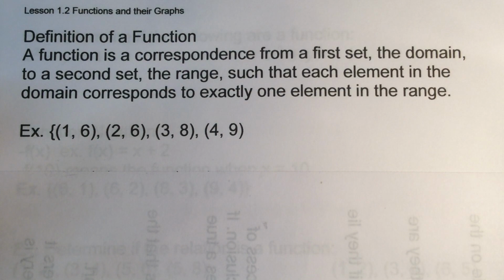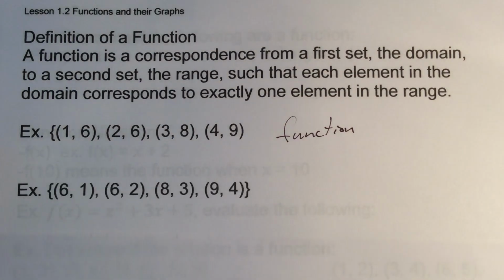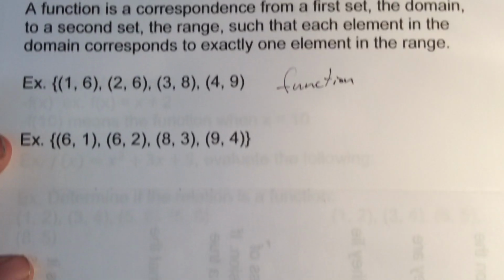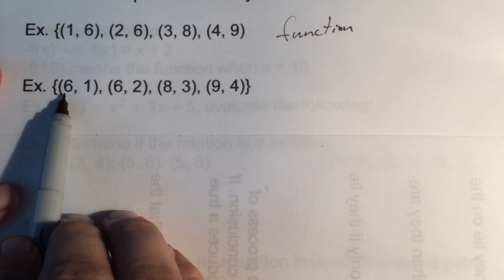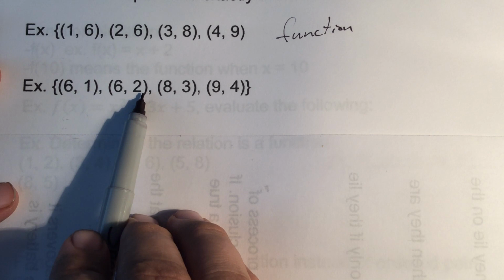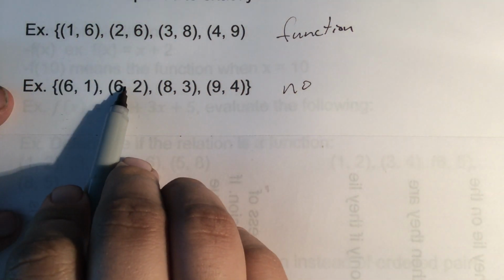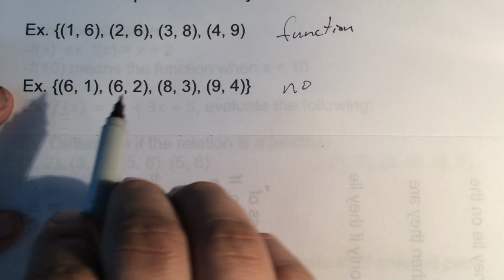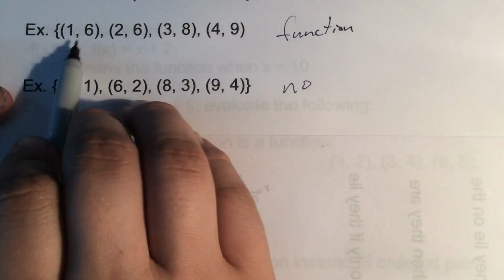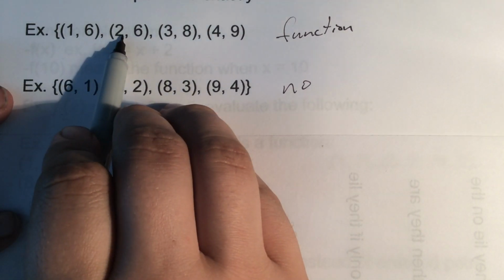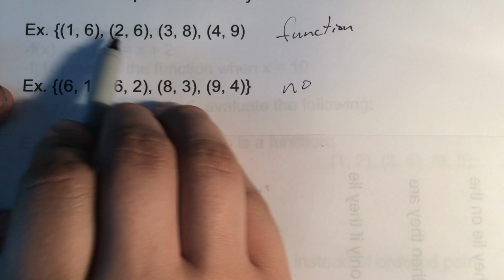So this first one here would be a function. Second one, well, we have 6 and 6. So 6 could either be 1 or 6 could be 2. And that's where the issue is. So that's why this is a no. The x's can't repeat. If we put an x in, there has to be exactly one number that comes back. Now, that number may be shared among x's. So like here, if we put 1 in, we get 6. If we put 2 in, we get 6. Even though 1 and 2 both have 6, they each have their own number.